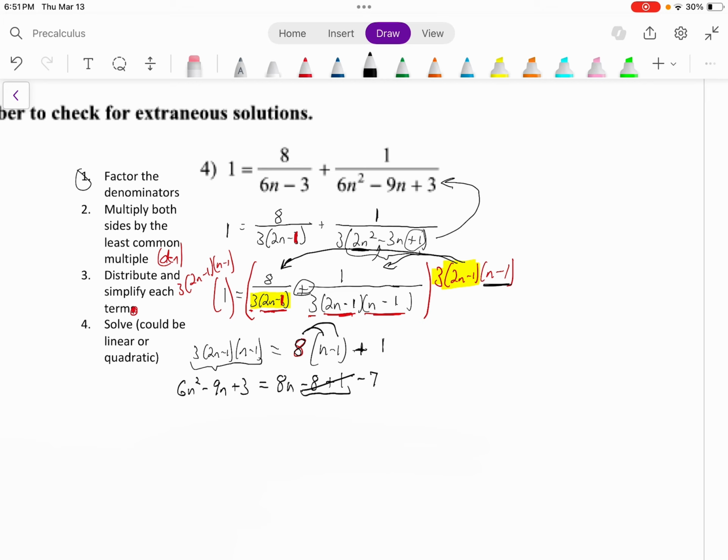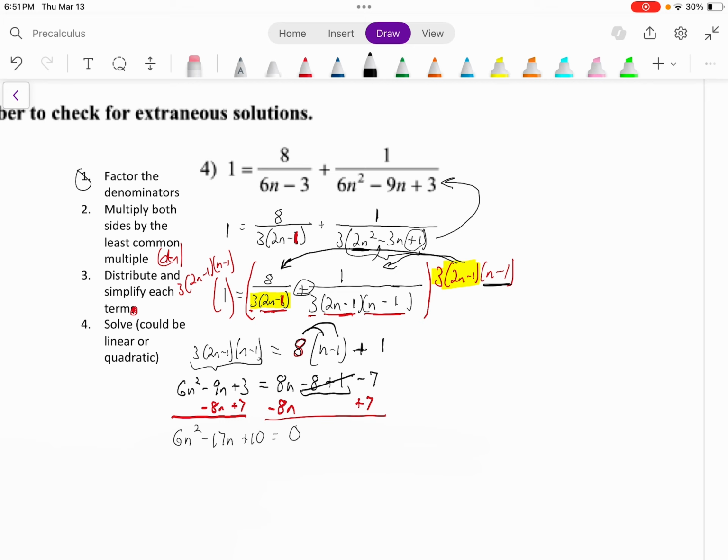Well, we have a quadratic equation because we have a squared. And so when we have a quadratic, we want to get everything to one side. So we will subtract 8n and add 7. Subtract 8n and add 7. And we get 6n squared minus 17n plus 10 equals 0. And from here we have a quadratic equation, so we can try factoring.